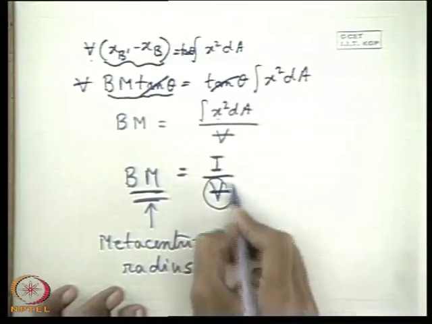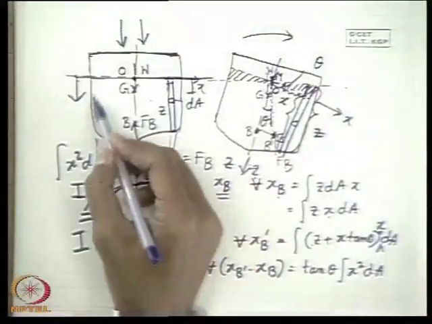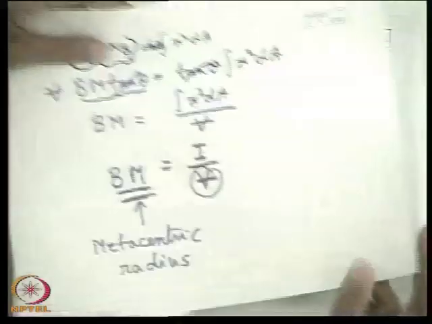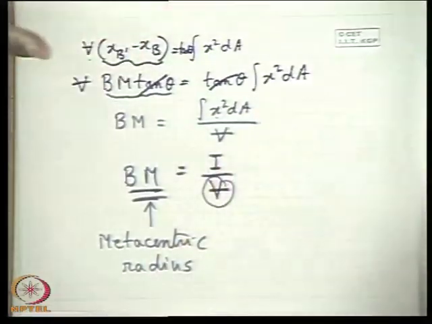V is the immersed volume, that is the volume of the solid which is immersed in the fluid, displaced volume, and I is the moment of inertia of the plane of flotation about the centroidal axis which is perpendicular to the plane of rotation or the axis of the rotation. That means if you take a simple parallelepiped, the plane of flotation is the horizontal projection of the edge, that plane, and this perpendicular axis is the centroidal axis perpendicular to the plane of rotation. So the nomenclature of I should be very important.